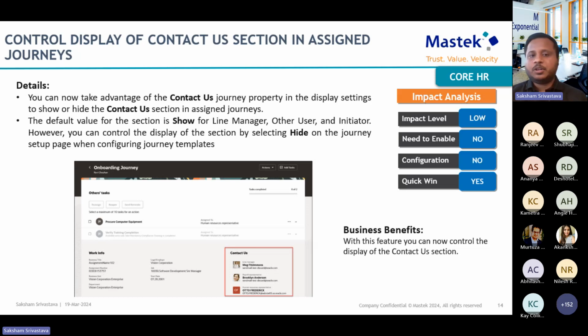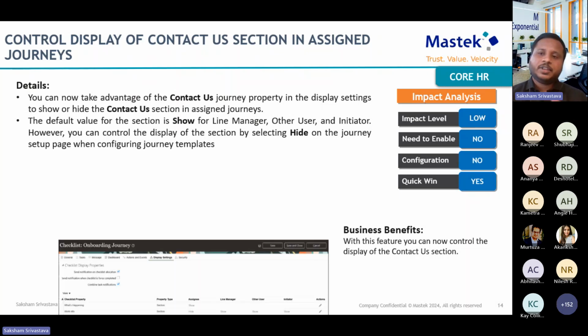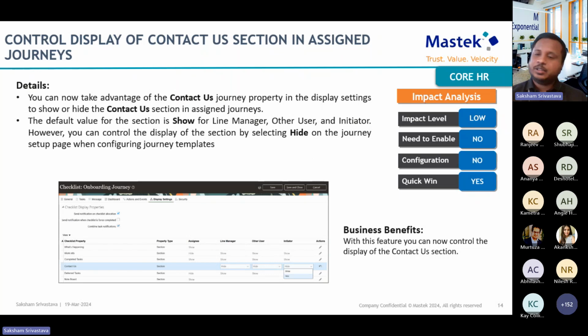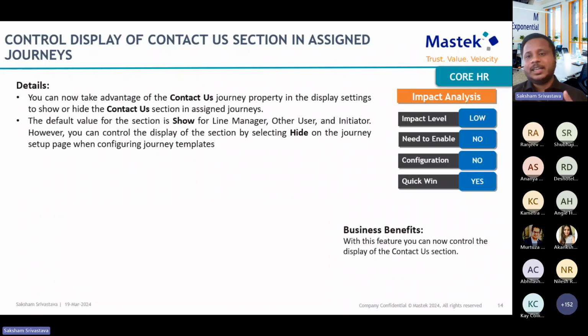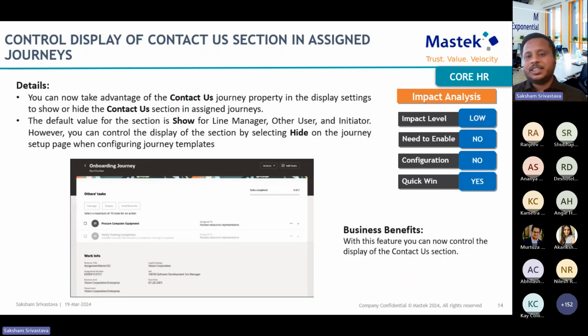For example, I do not want my line managers to have access to the contact us section. I can do that. While configuring my journey task, I can go into the system into something called display settings, if you see on the screen. And I will just hide it for line manager, initiator, whatever I want to do. I can hide it from there. And when that end user logs into the environment again, at the bottom right, the contact us section is no longer visible.